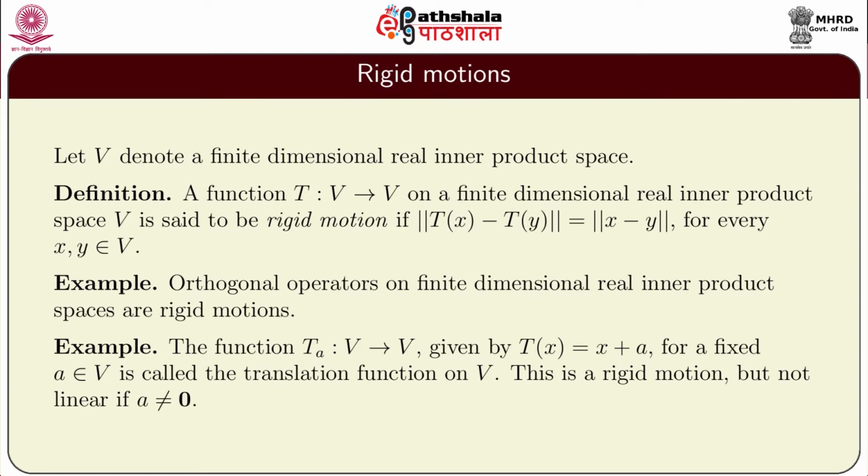Example: orthogonal operators on finite dimensional real inner product spaces are rigid motions. And the function denoted by T_a from V to V, given by T_a of x equal to x plus a for a fixed a in V, is called the translation function on V. You can see that it is a rigid motion, but not a linear map if a is a non-zero vector.